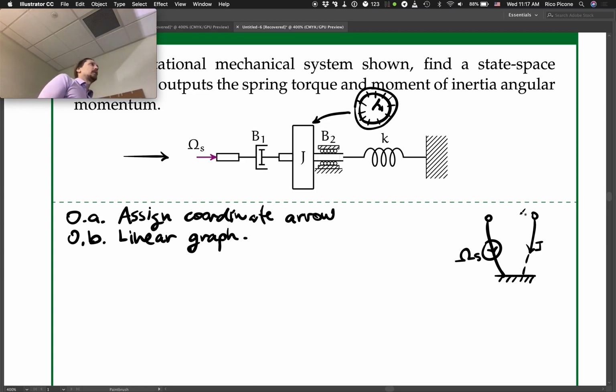So it depends on a couple things. It depends on the direction of the coordinate arrow relative to the source. It also depends on what type of source it is. Is it an across variable source or a through variable source? So omega s is an across variable. Angular velocity is an across variable. So it's an across variable source, and we have to draw it away from the node of application.